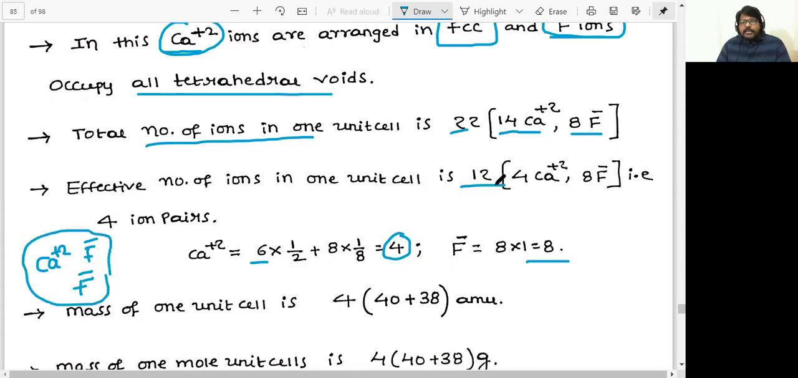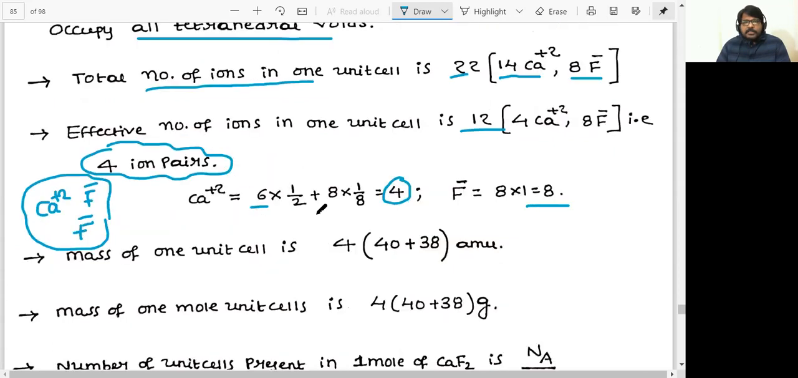If we say 12 ions, 6 pairs, definitely that is wrong. So we have to say there are 4 formula units, or 4 ionic pairs. So this is called one ionic pair. Because if you take one calcium plus 2 and one fluoride ion, that is not an ionic pair, the stoichiometry is not getting satisfied. So this is one ionic pair, and how many such ionic pairs are present? Obviously 4 such ionic pairs are present.